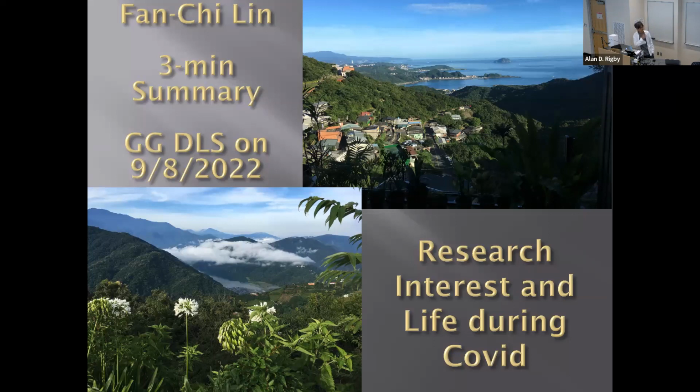And I think I will just briefly introduce my research interests and show you some of the pretty pictures I got during life in early COVID. Anyway, if I don't have time to show all the pictures, there are some nice pictures I took during the early COVID time when I was in Taiwan.